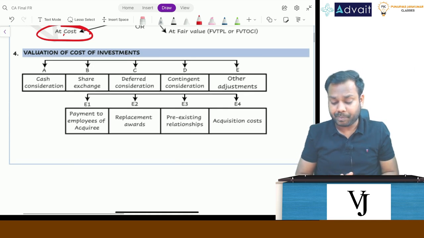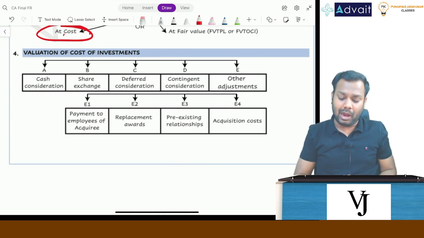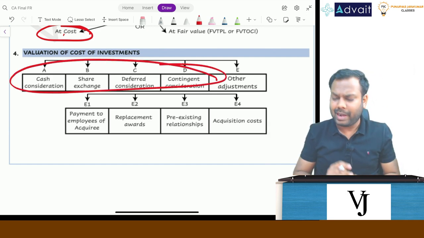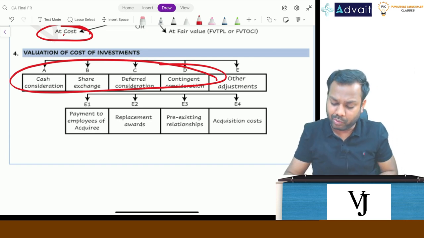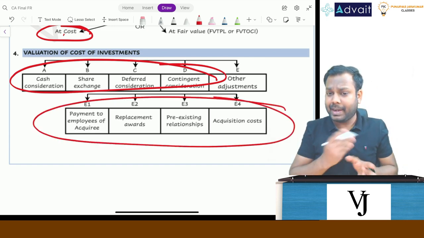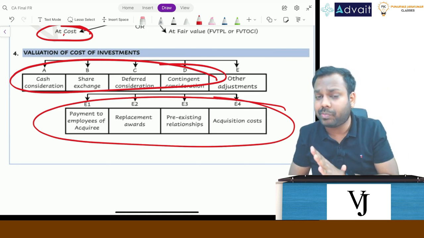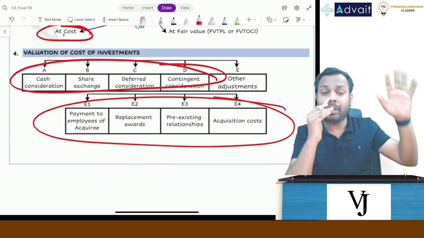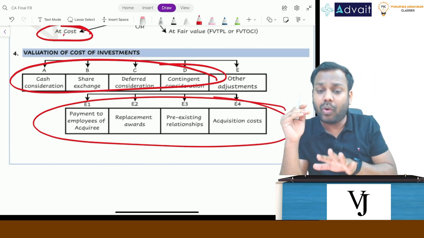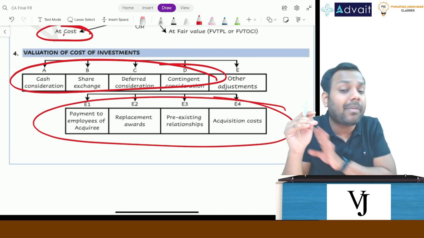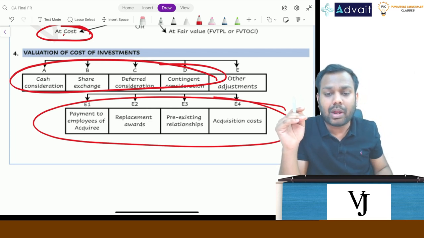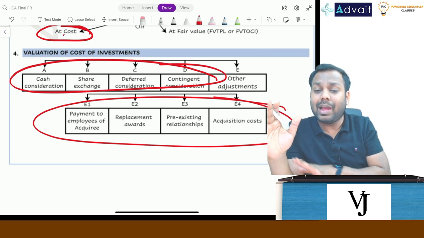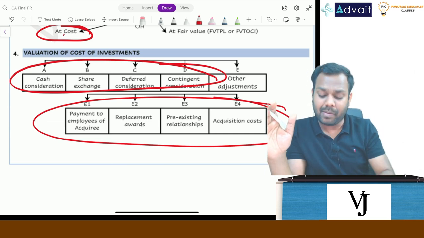So what I have done is, in our regular classes I discuss first of all these things and take up simpler questions, and then towards the end I discuss these adjustments. But now I'm taking up all the adjustments at one time itself, so that you have a complete overview of the things. When I'm calculating the purchase consideration, these are the only adjustments which can come in the exam, and nothing outside this. So I've tried to list everything possible, everything that can come in the exam, I have taken up here.